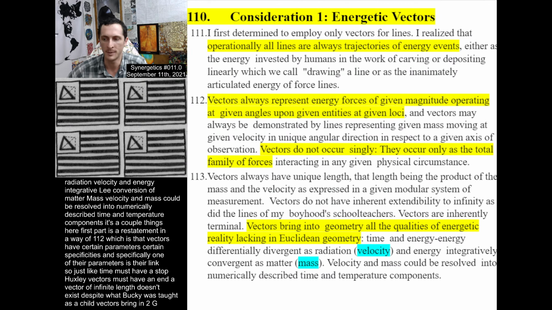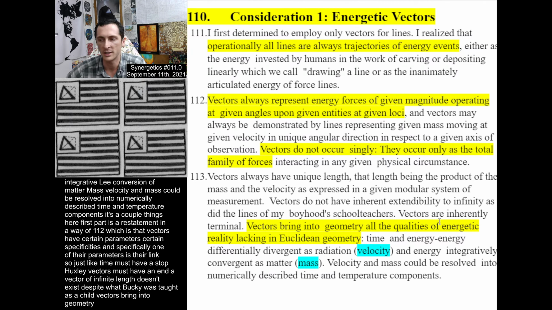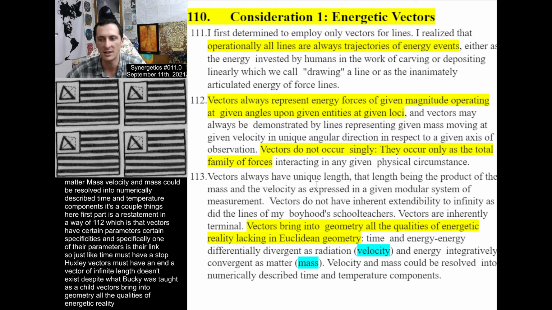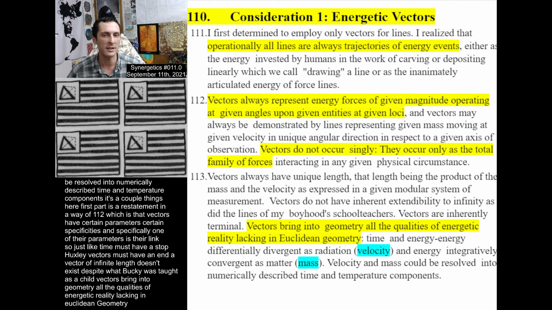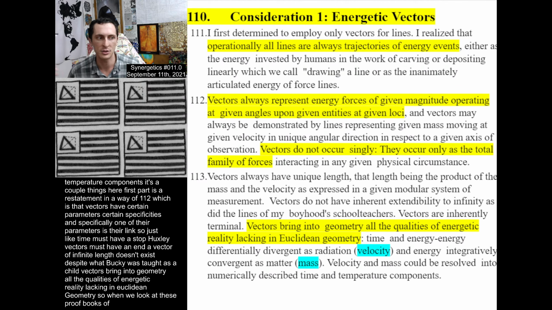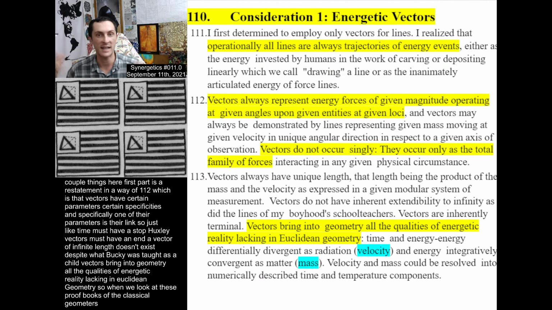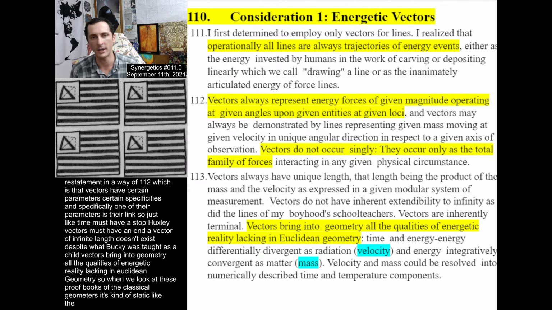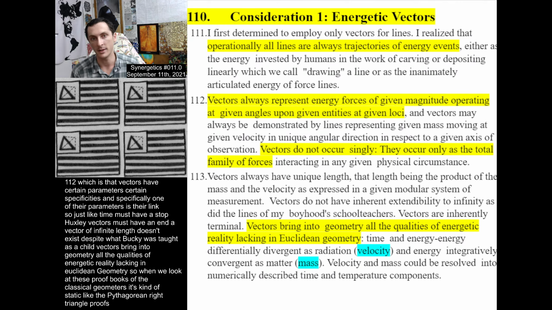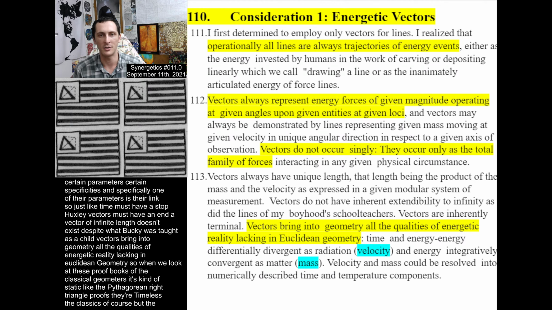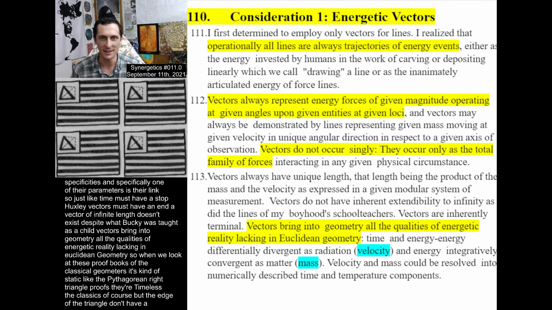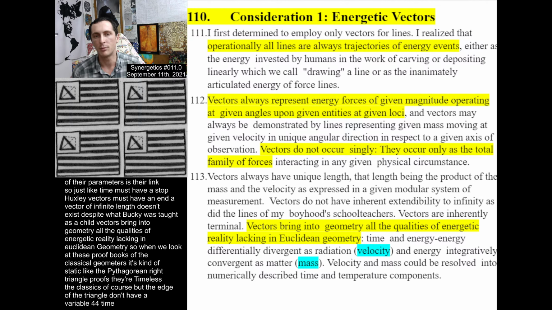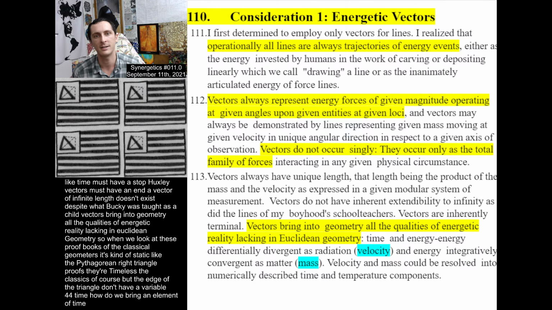Vectors bring into geometry all the qualities of energetic reality lacking in Euclidean geometry. So when we look at these proof books of the classical geometers, it's kind of static, like the Pythagorean right triangle proofs. They're timeless. They're classics, of course. But the edges of the triangle don't have a variable for t, for time. How do we bring in this element of time and momentum and dynamicism? Well, Bucky's saying it has to do with vectors.